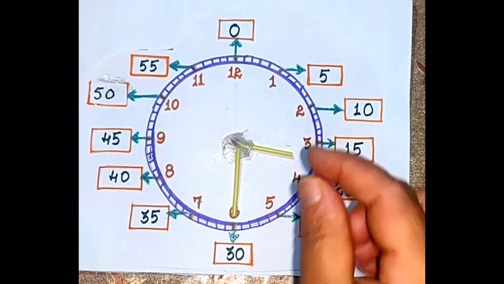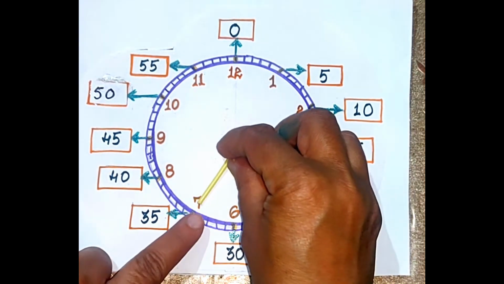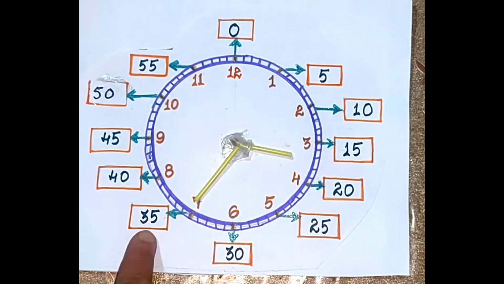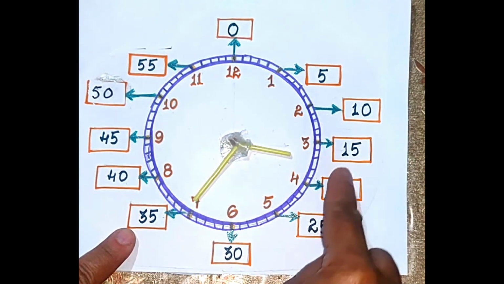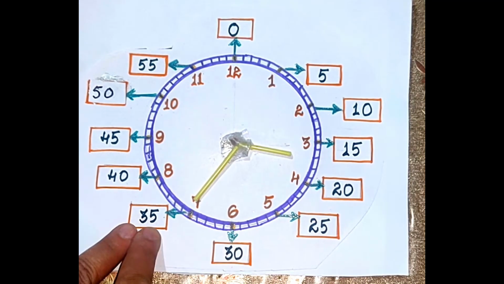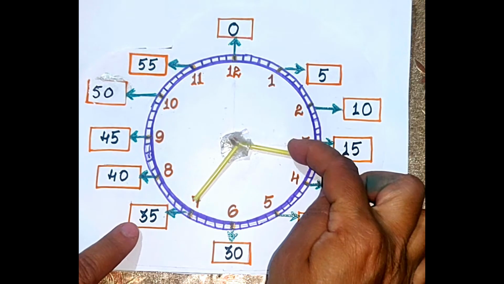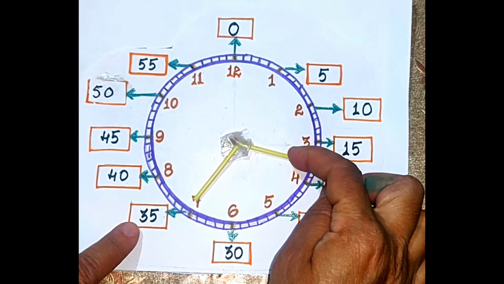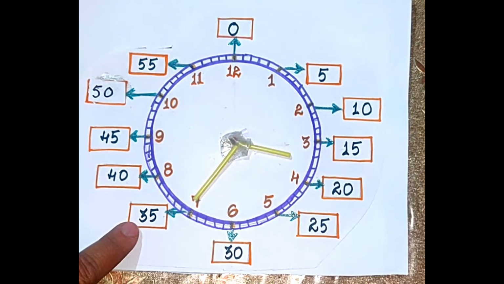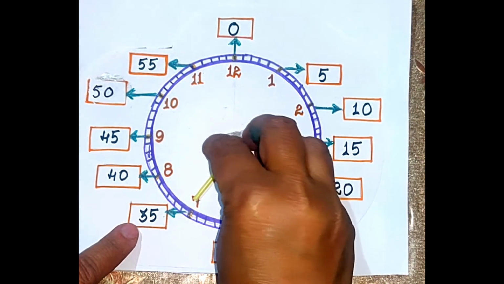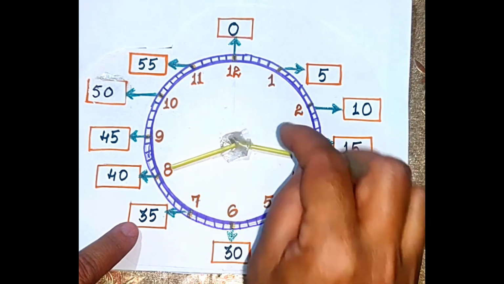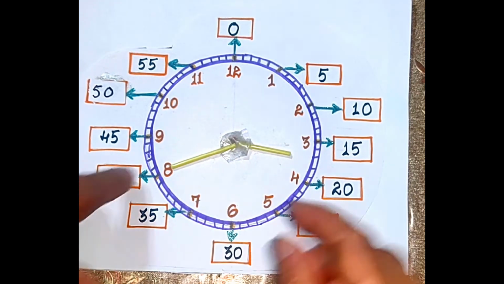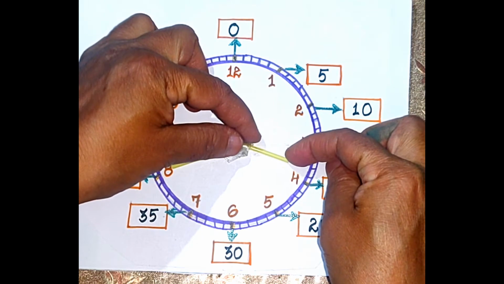Understood? Now the minute hand is coming to 7. How many minutes when it comes to 7? 35 minutes past. Okay, 5, 10, 15, it is just coming from here. So after 30, 35 minutes. The hour hand also moves very slowly. You cannot notice it here. Okay. Now the minute hand is coming to 8. That is 40 minutes it has passed. The hour hand just moves very, very slowly.